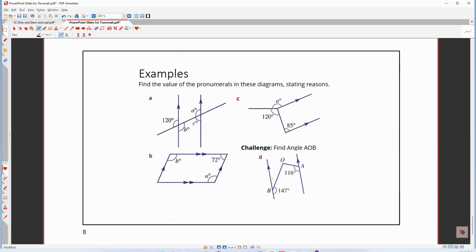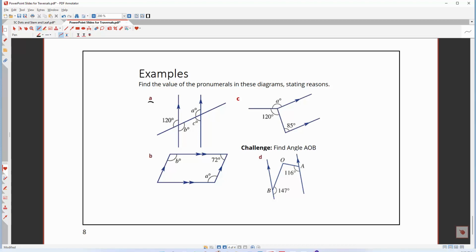Alrighty, so let's do some examples and we'll go from fairly, well, I wouldn't say easy, but we'll step you through sequentially, okay? So, find the value of the pronumerals in these diagrams, stating reasons. Well, I'm not going to state the reasons, I'm just going to provide the value, okay? And you can take notes on whatever you found out.